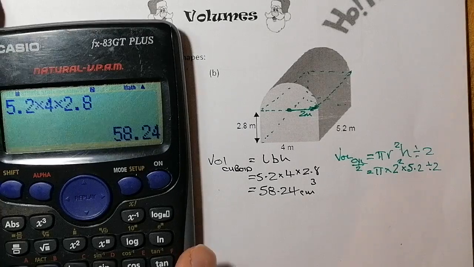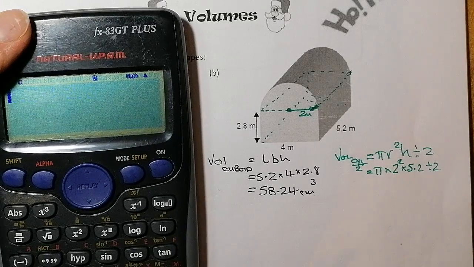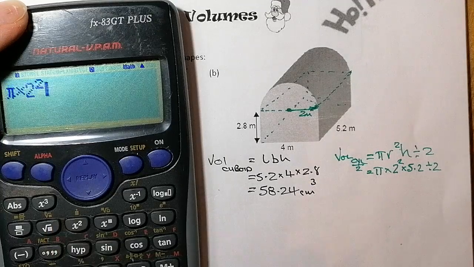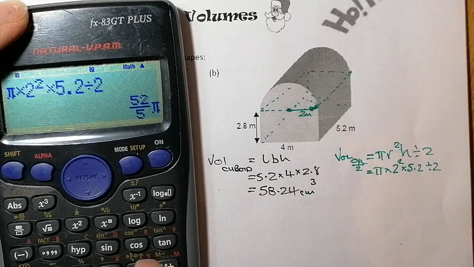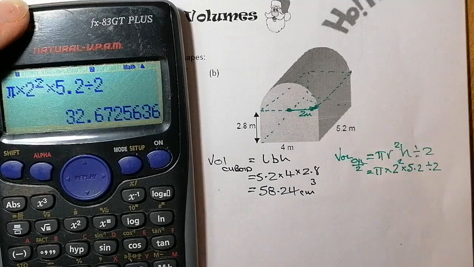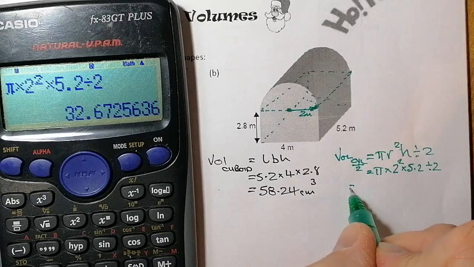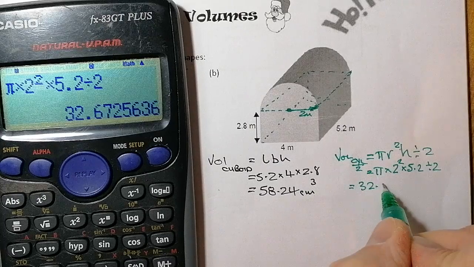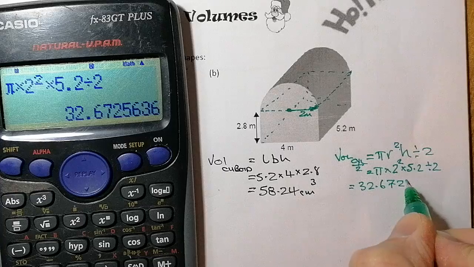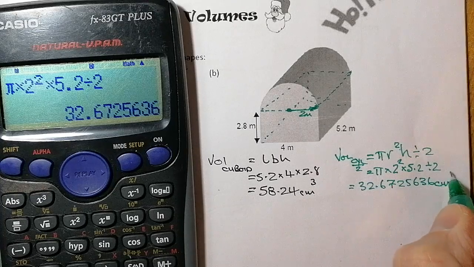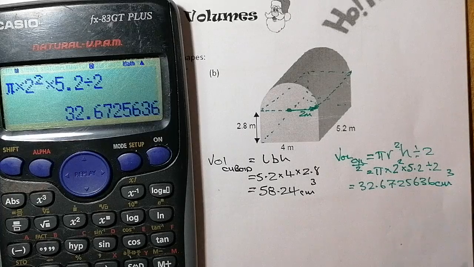So I'm going to fire that into my calculator and get a final answer. So I've got pi button, times 2 squared, just 4, times 5.2, and then I'll divide that by 2, and I should get my final answer. I won't put it down as pi, I'm going to put it down as that answer there. I'm going to write the full thing out again, so that's 32.6725636. Hopefully I've got that right, and that's cubic centimetres as well.